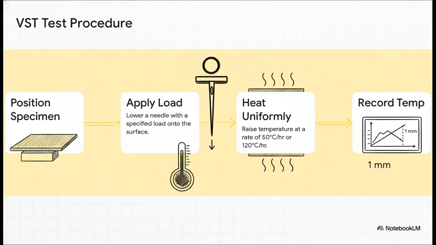And again, the procedure is very, very precise. The sample goes under the needle, a load is applied, and the temperature goes up at a controlled rate. The second that needle sinks exactly 1 millimeter deep into the surface, that's it. That's our Vicat softening temperature. This number is absolutely crucial for quality control, especially when you need to make sure every batch of material is consistent.